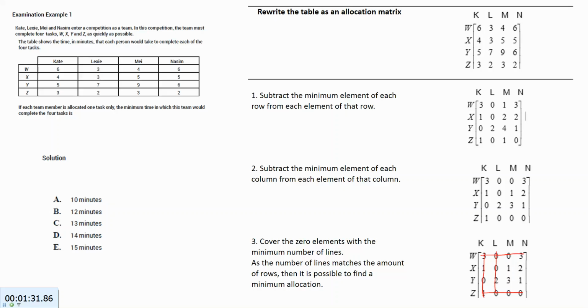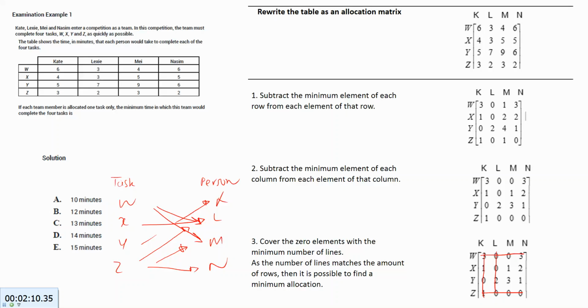So task and person. And we have W, X, Y, and Z. And we have K, L, M, N. Where there's a 0 means that they can complete that task. So task W can be done by Lexi or May. Task X can only be done by Lexi. Task Y can only be done by Kate. And task Z can be done by Asim, May, or Lexi. Right?